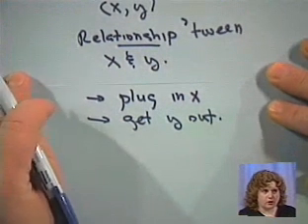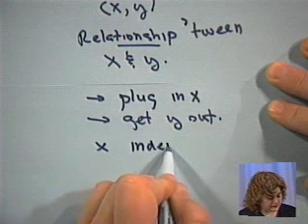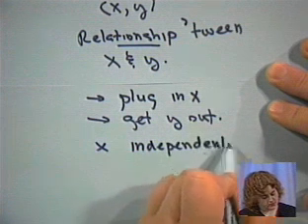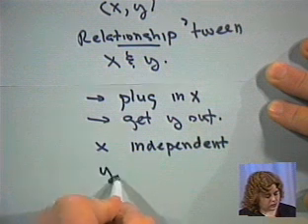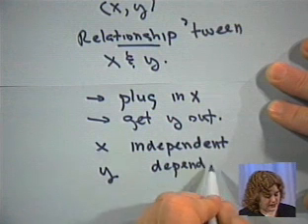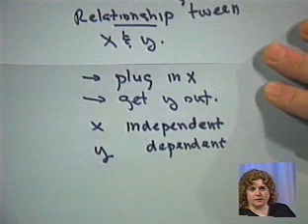We're going to call x the independent variable. We pick it. Independent. And we're going to call y the dependent variable. We take what we get. So independent, you get to choose. Dependent, you take what you get.